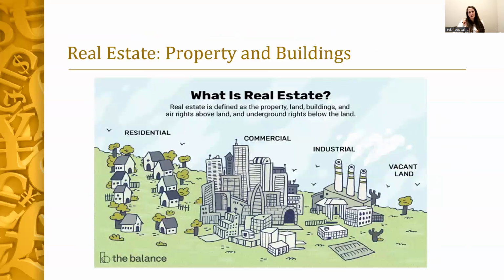And then the third one is real estate. Most students can understand this concept because they may have rented a place at some point with their families. But what they maybe don't understand is that there's different types of real estate. So residential, commercial, industrial, and even sometimes things like vacant land.